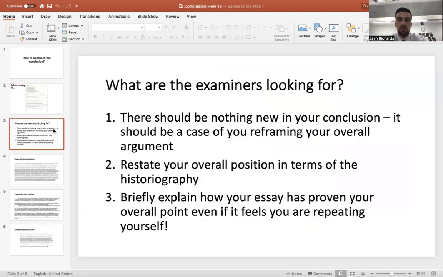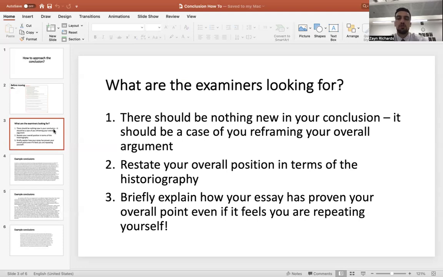So with the conclusion, this is what the examiners are looking for. First and foremost, there should be nothing new in your conclusion. If you start bringing in new ideas, new historians, new judgments, new primary sources, none of that should be happening. There should be absolutely nothing new in your conclusion. And this is why I said earlier that the conclusion should be relatively straightforward if the rest of the essay is good. People only really struggle with the conclusion when the rest of the essay isn't up to scratch.